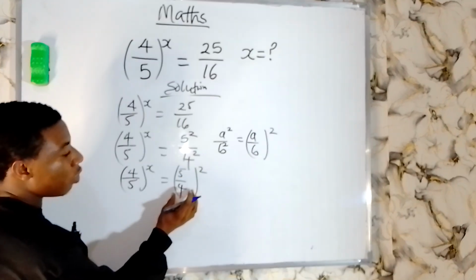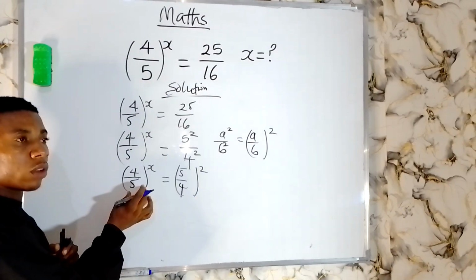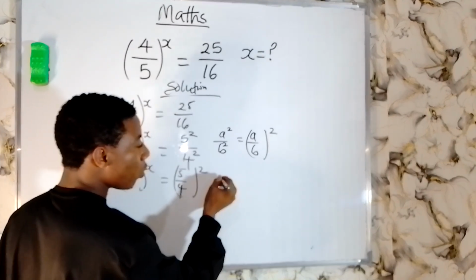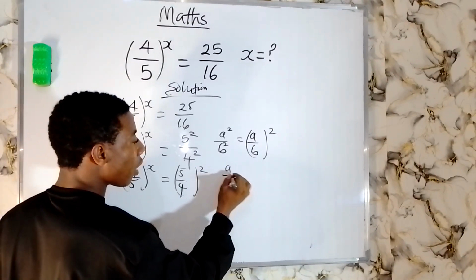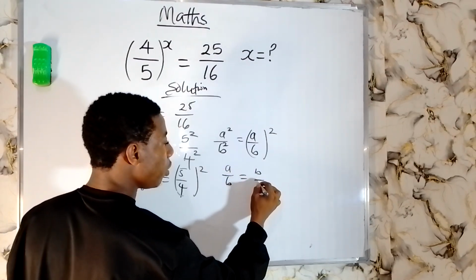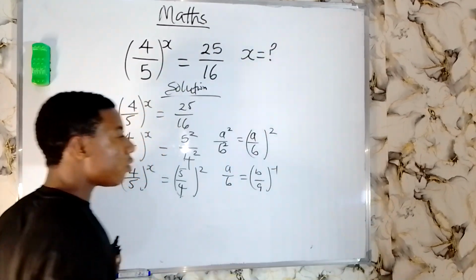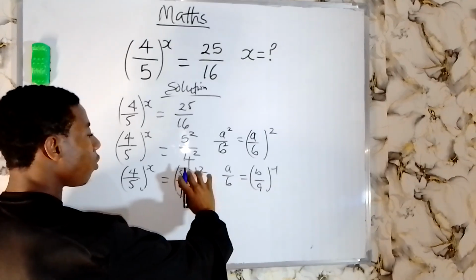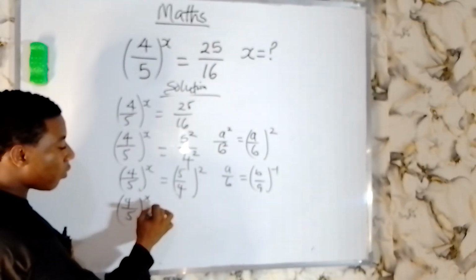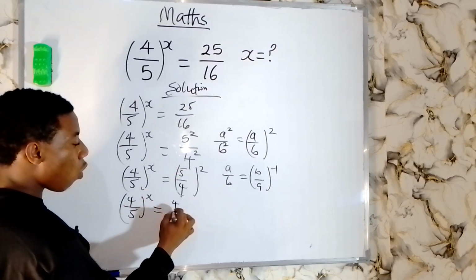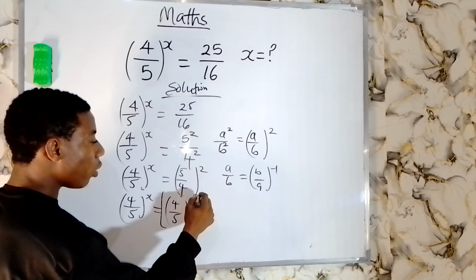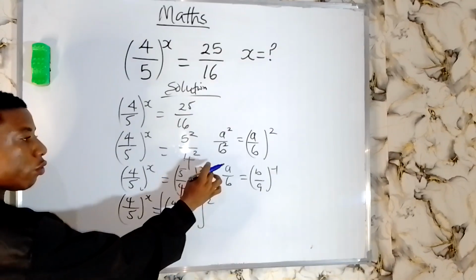What we're going to do next is to transform this to be in the same base with this. And how do we do that? We take the reciprocal of this, right? So remember, taking the reciprocal of a value, assuming we have something like a over b, the reciprocal will be b over a, all raised to power negative 1. That's the reciprocal. So what's the reciprocal of this? This is going to be (4/5)^x. Now the reciprocal of 5/4 will be 4/5, all raised to power negative 1, all raised to power 2. I mean these two here.